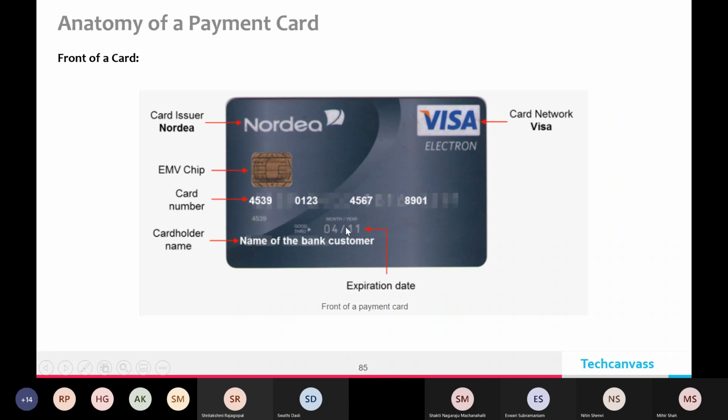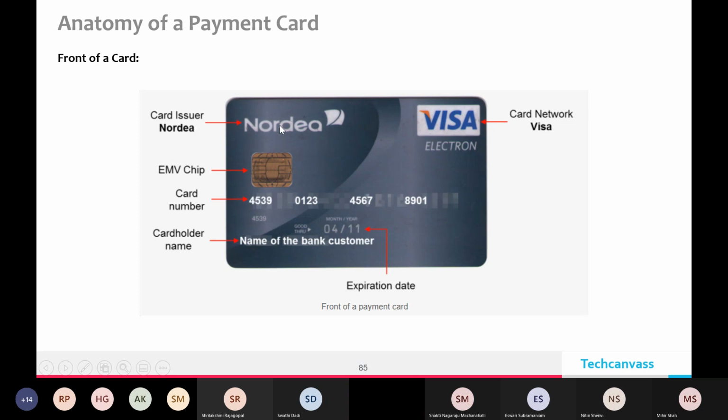And you can also see the month and year of card expiry. And you can also see the name of the bank customer. So whoever is the customer that has taken the card, you can see that customer's name. And here you can see the card network or card scheme or the brand name of the card. So you can see two brands.